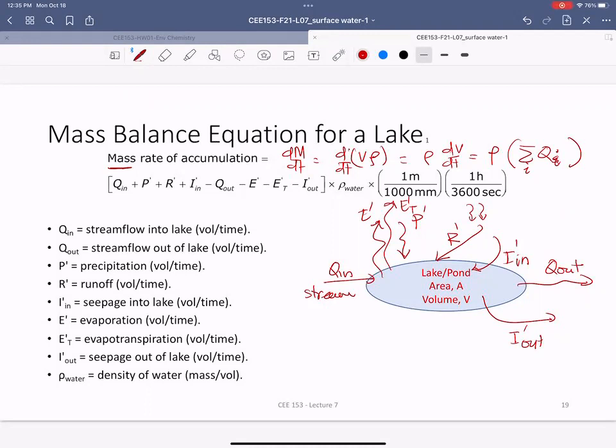Now you can see many of these things are very hard to measure as a volume. For instance, precipitation. How do you know the volume? Because a lot of times with precipitation, if you remember, it says 2 inches of rainfall. It doesn't say how many gallons of rainfall, right?